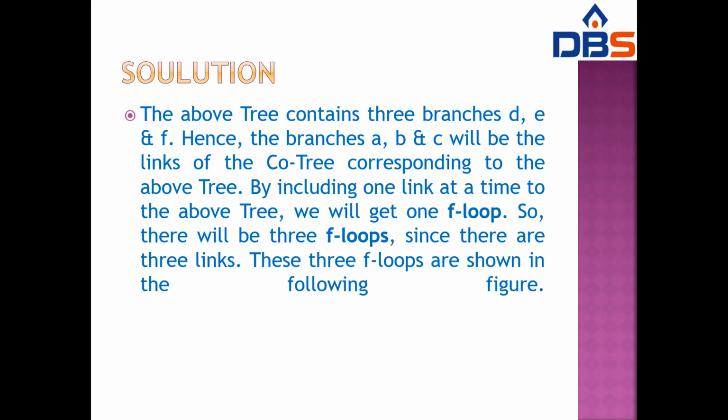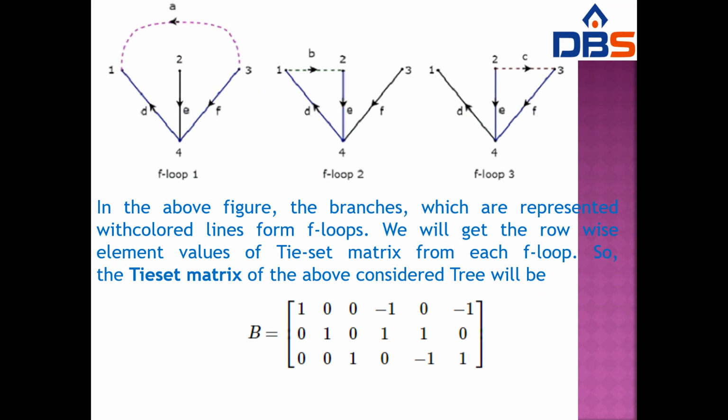So there will be 3 F loops since there are 3 links. These 3 F loops are shown in the following figure. Here, for the first F loop, D, E, F are the 3 branches, and A is the link. For the second loop, 1, 2 is another link, and for the third loop, 2, 3 is another link. When you frame a loop for each link, in each loop there is only one link.